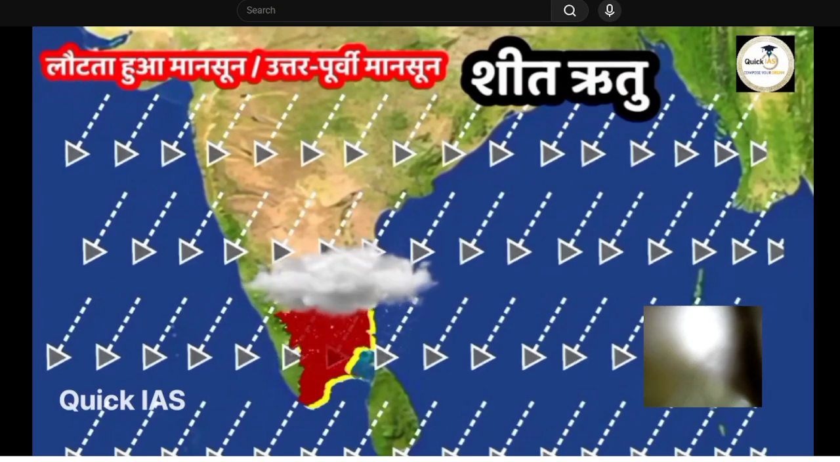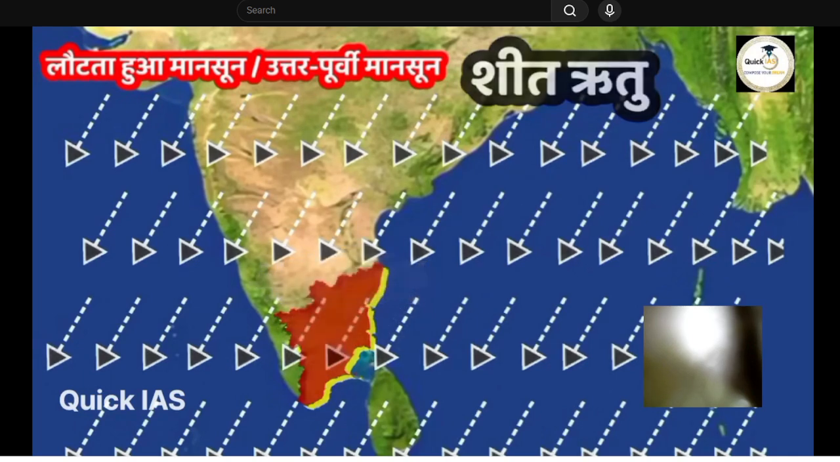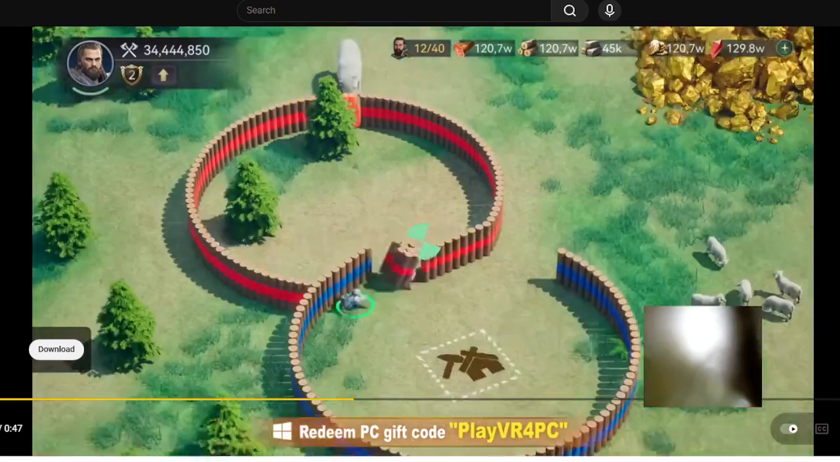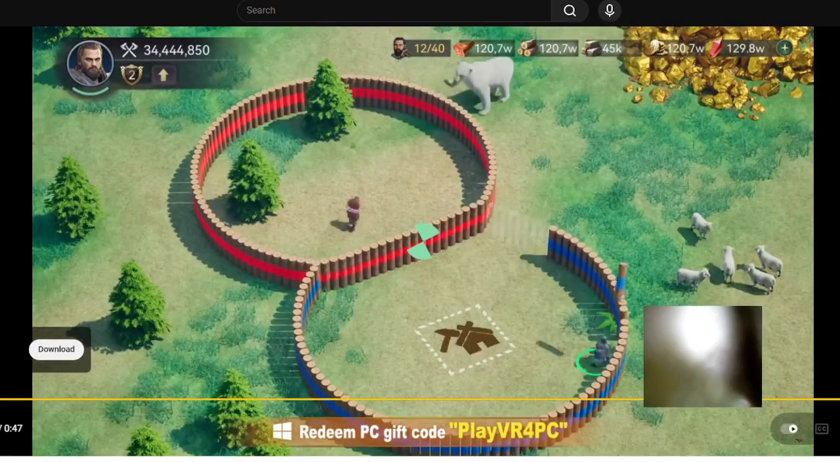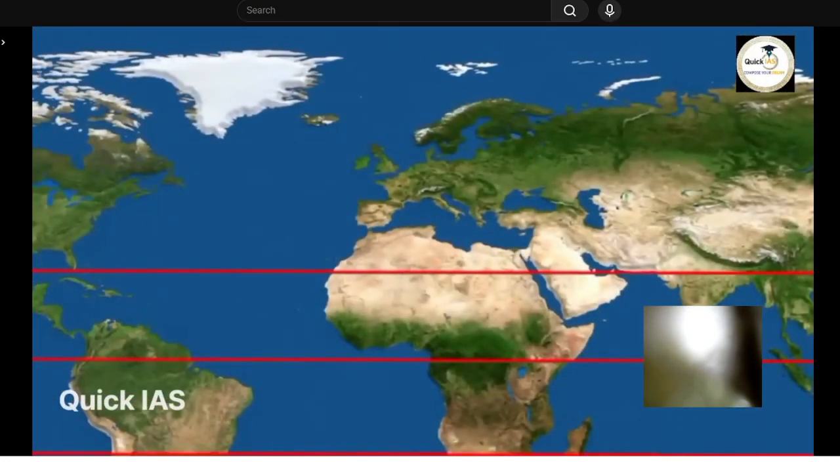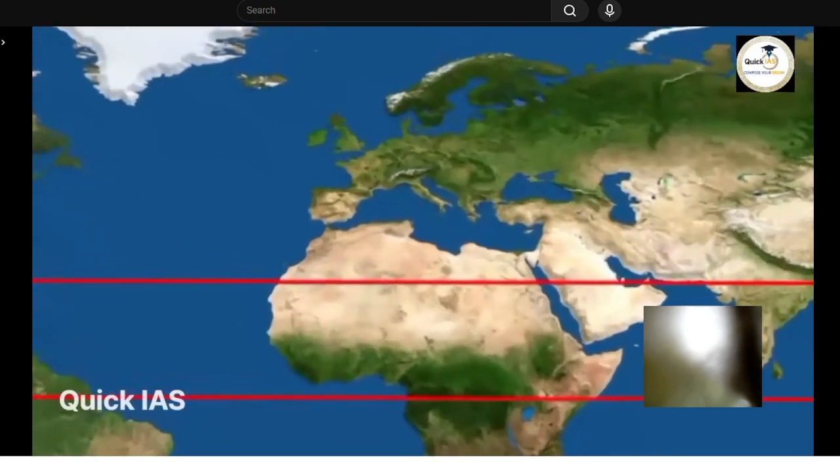The northeast monsoon does not bring rainfall to the entire country. It only brings rainfall to Tamil Nadu. This is called the retreating monsoon or the northeast monsoon. Now, we will also study western disturbances, so let's learn about them.